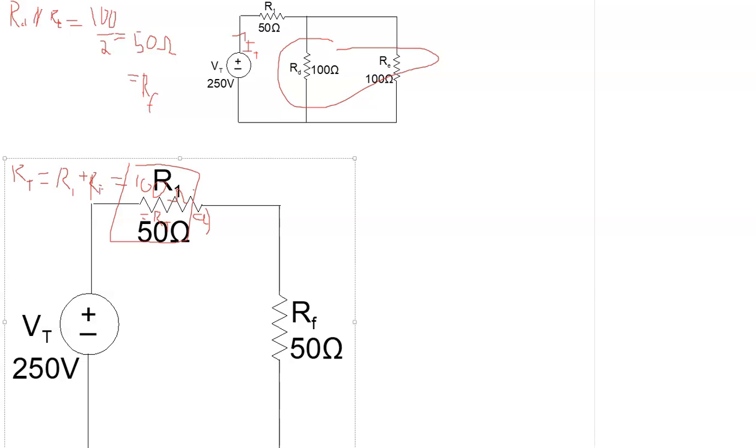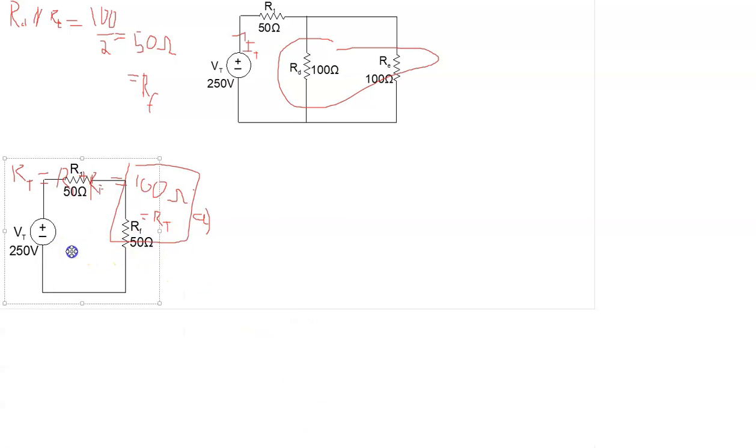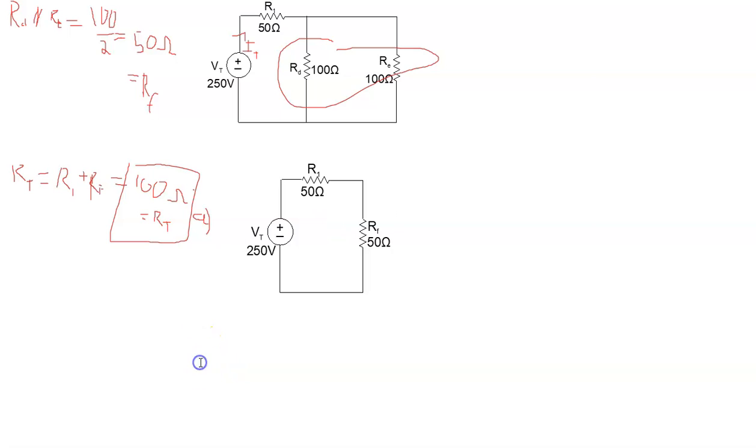So now we have RF and R1, and we have RT. I don't think there's any need to redraw it to show just the 100 ohm resistance, but we do know now that we have the source, which will produce the current IT, which then will produce a voltage drop here, V1, and of course VF, and we can bring these back to the previous circuits.